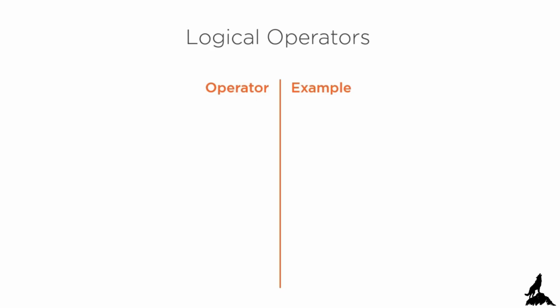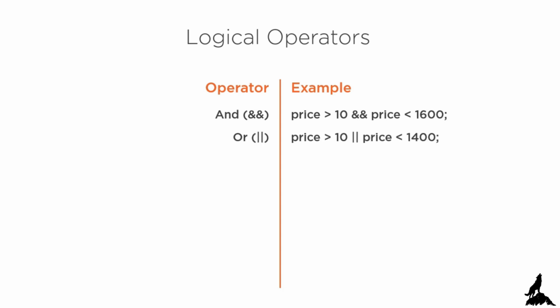Let's take a look at some logical operators now. So we have the logical operator AND, which is a double ampersand. So an example would be price is greater than 10 and price is less than 1600. We have an OR, which is the two vertical pipes. So price greater than 10 or price is less than 1400.